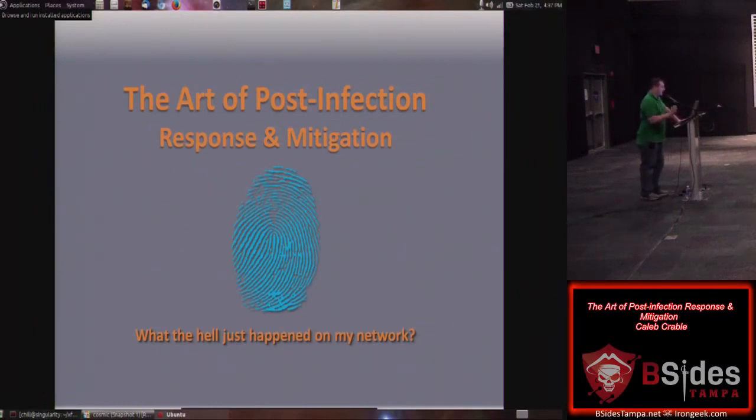So the art of post-infection response and mitigation. What the hell just happened on my network? There are probably some of you that asked that question today when you got an email about something going on on your network. A lot of you, hopefully, are sysadmins or at least IT level people that have to deal with not only stupid user things, but advanced things that happen on your network that you might not know happened on your network.